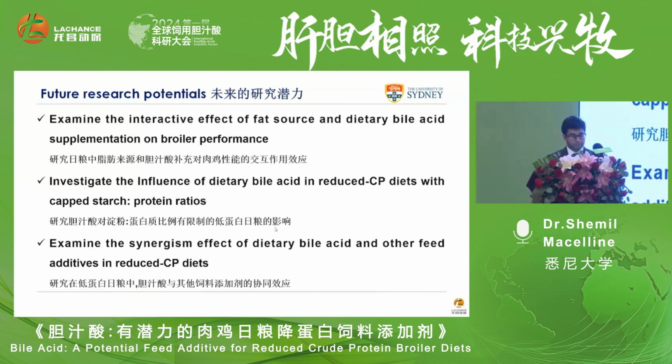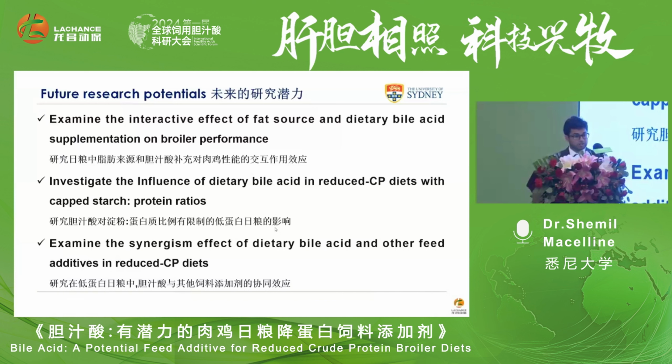So what would be the future research potential? Examine the interactive effect of fat source and dietary bile acid supplementation on broiler growth performance, because fat source can be affected and the interaction effect between the fat source and bile acid would be a factor, as well as investigate the influence of dietary bile acid in reduced crude protein diets with capped starch and protein ratio.